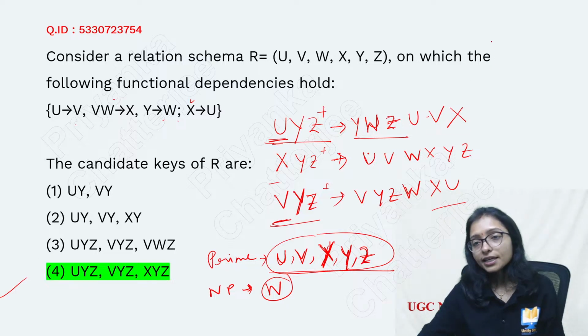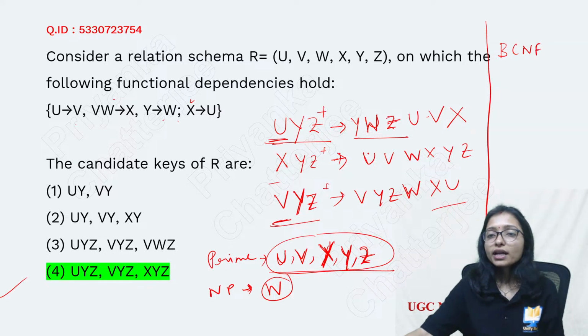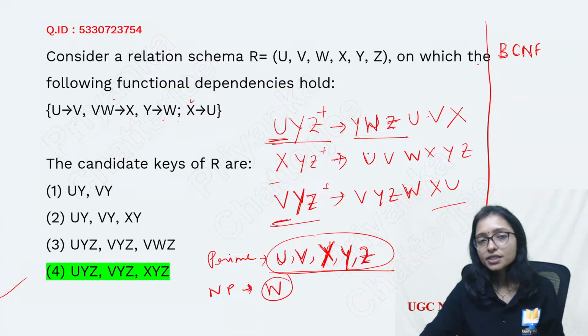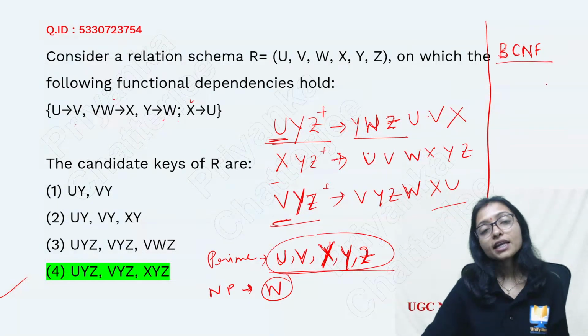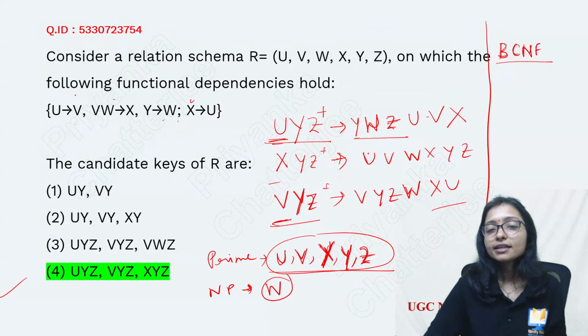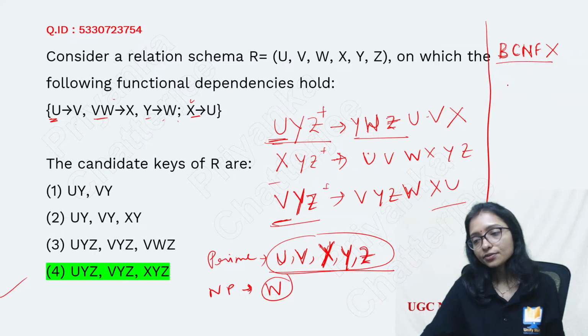One by one check it. Is it in BCNF? 4NF, 5NF no need to check. You can check from BCNF because this type of relation comes from BCNF only. Is it in BCNF? For BCNF what was the rule? Every left hand side should be a candidate key. This is not a candidate key. These are not at all candidate keys. So it is not in BCNF.